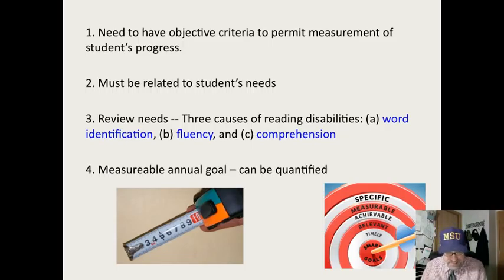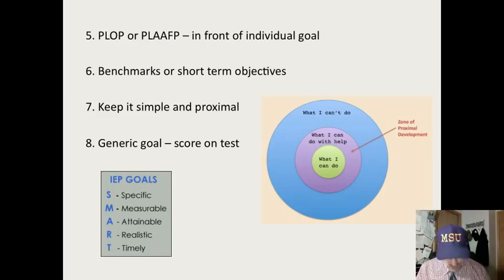And again, as I said, they must be measurable goals, quantitative, where you hope the students to be at the end of the year. And again, it can be a test score, but it does not have to be. It could be something as simple as numbers of books read. PLOP or PLAAFP, present level of academic performance. Some people, and this is very effective, put that present level in front of each goal. Instead of generally at the beginning of an IEP related to everything, they put the present level in front of the specific goal, and it's just related to that goal.